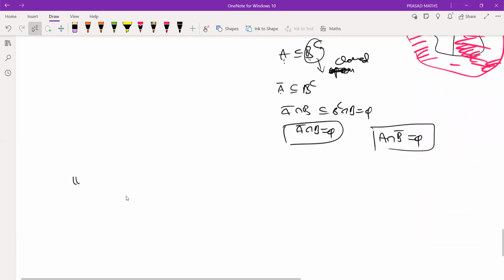Third one is, suppose you have two balls which are disjoint.